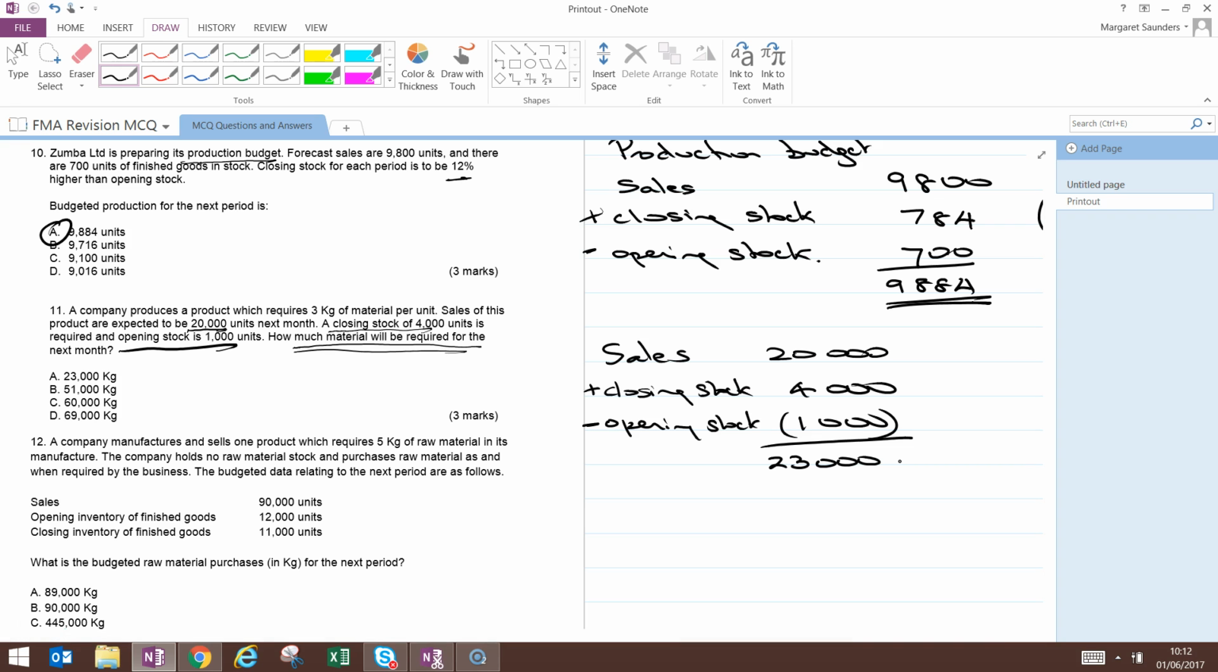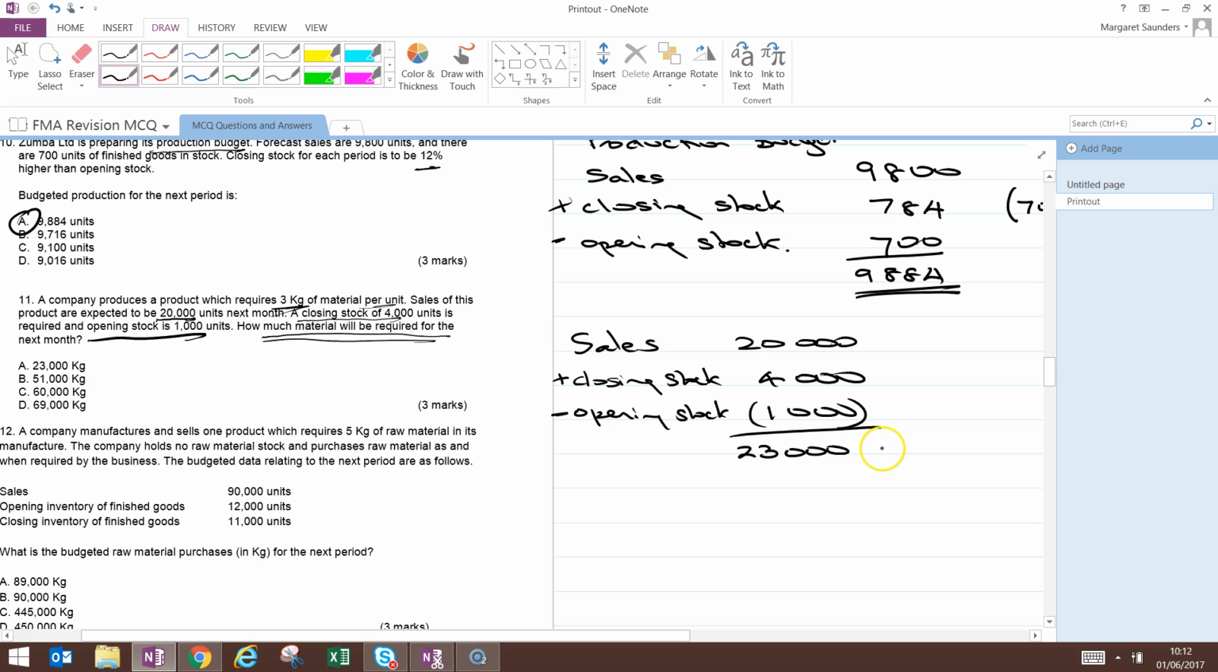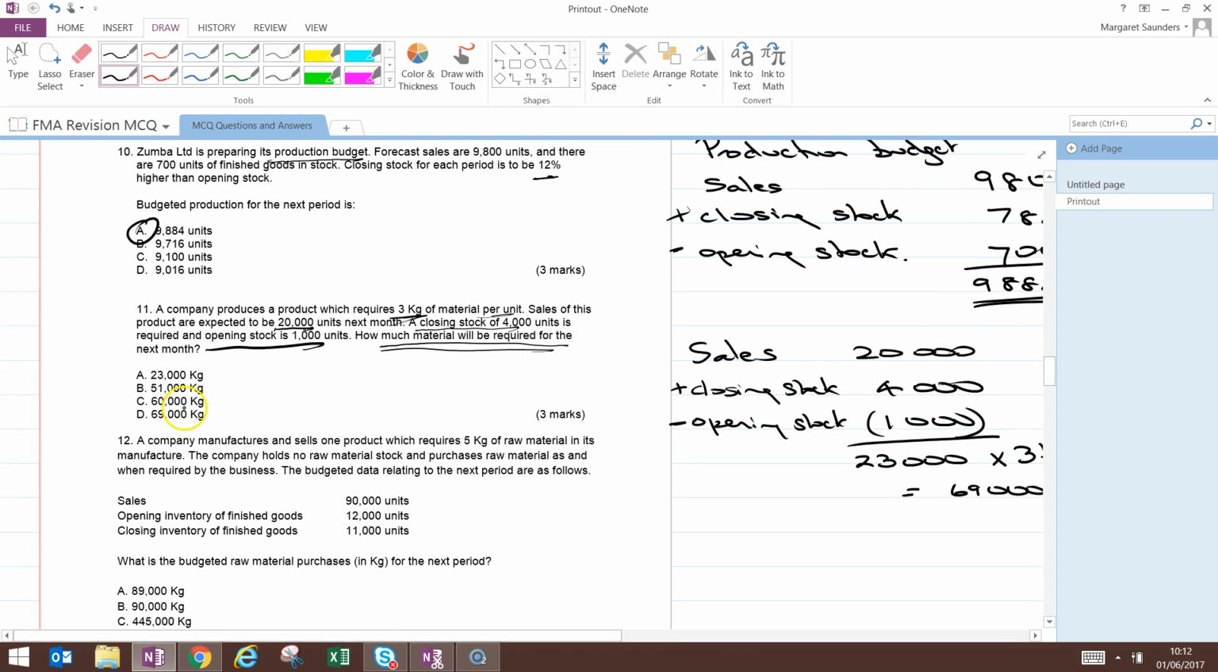How much material are we going to use? Well, if we go back to the question, the company produces a product which requires 3 kilos of material per unit. So if we're producing 23,000 units, each one needing 3 kilos, then our usage is 69,000 kilos. So the answer to question 11 is D.